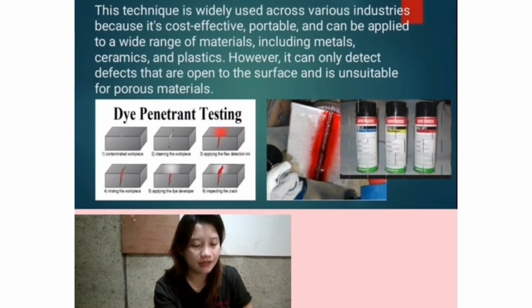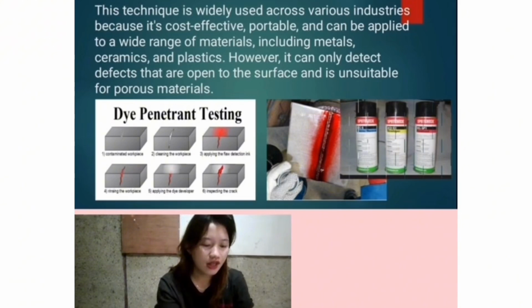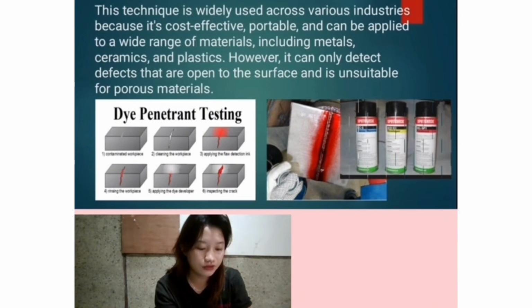So the penetrant testing steps are: one, contaminant removal, cleaning the workpiece; two, applying the crack detection ink; three, rinsing the workpiece; four, applying the dye developer; and the last is five, inspecting the crack.